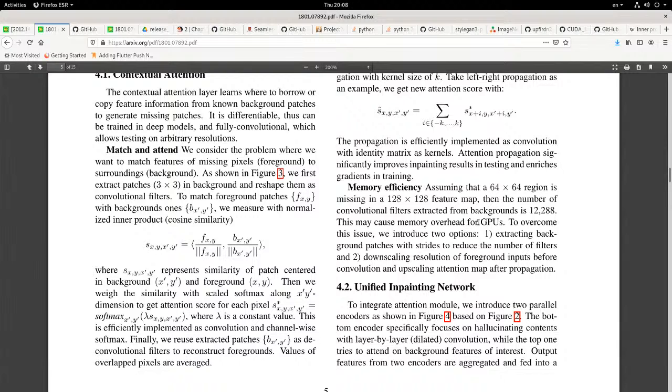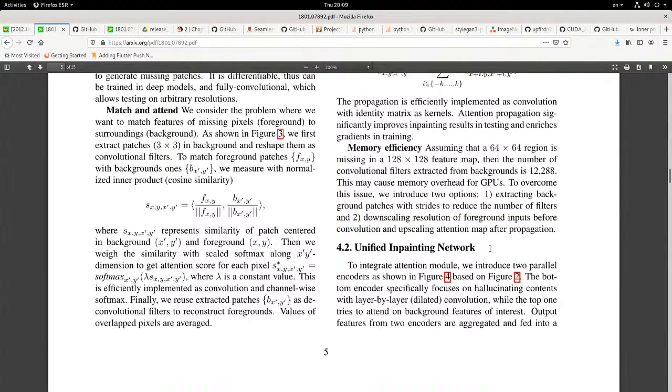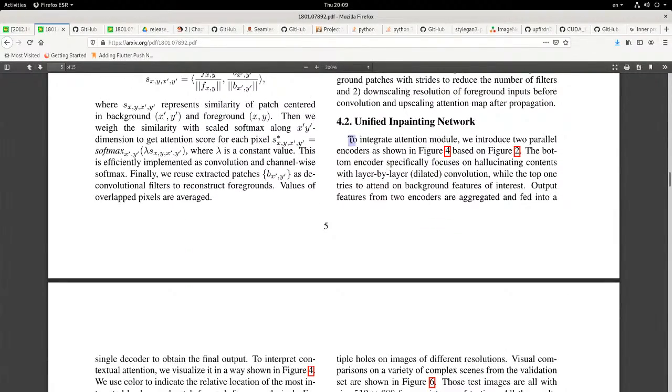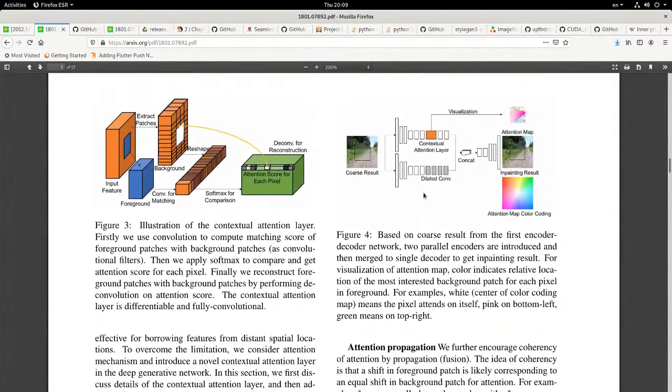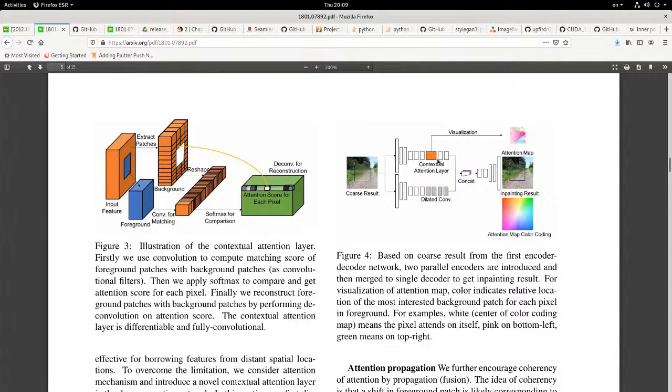This may cause memory overhead for GPUs. To overcome the issue, introduce two options: one, extracting background patches with strides to reduce the number of filters, and two, downscaling resolution of foreground inputs before convolution, and upscaling attention maps for propagation. Unified inpainting network. To integrate the attention module, we introduce two parallel encoders, as shown in Figure 4, based on Figure 2. Contextual attention layer.